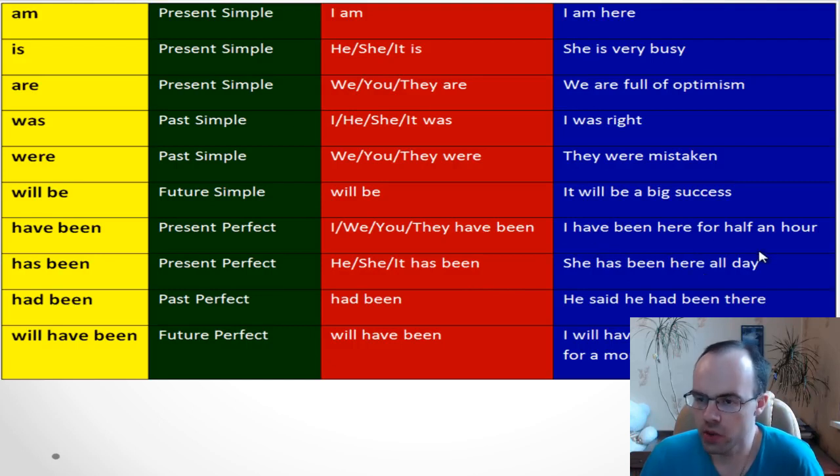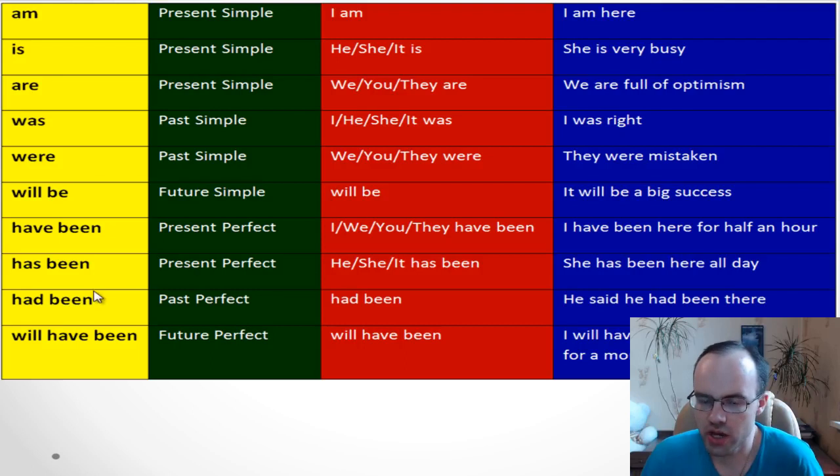So if we don't want to use this structure, so for half an hour, or this expression of all day, we could say I'm here, I was here, she is here, she was here. But if we have for half an hour, if we have all day, we have only one possible solution to this problem. We need to use this tense, have been or has been, so you need to memorize it. Okay, my friends, very good.